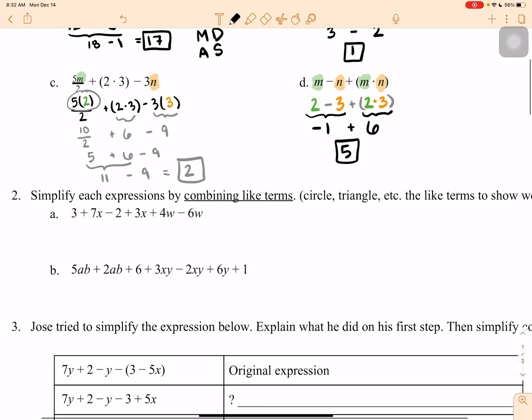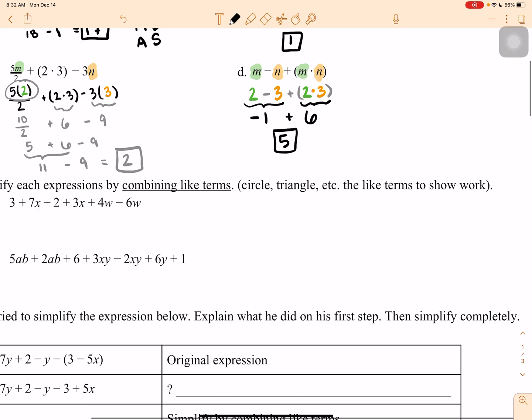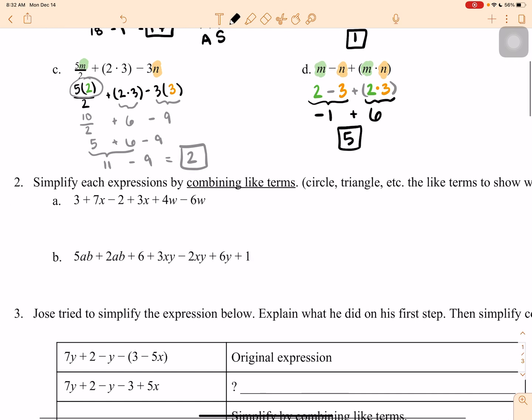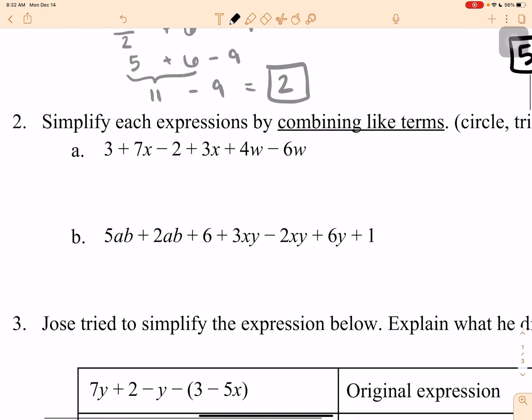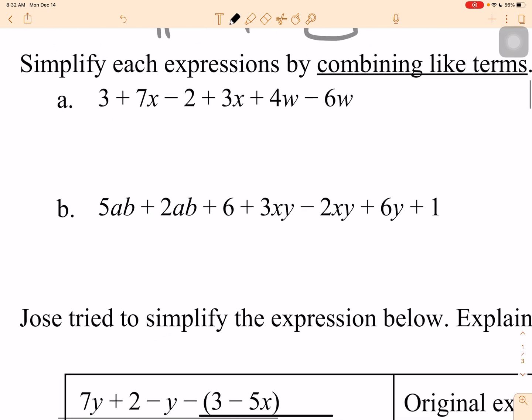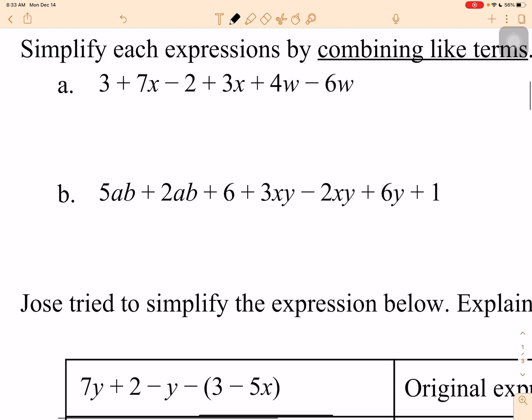All right, simplify each expression by combining like terms. You can use a circle, triangle, square, or something like that for like terms to show your work. I like to use color. I think you guys know that, but I'm going to go ahead and use color. So anytime it says simplify, it means combine like terms. So I'll just start here.